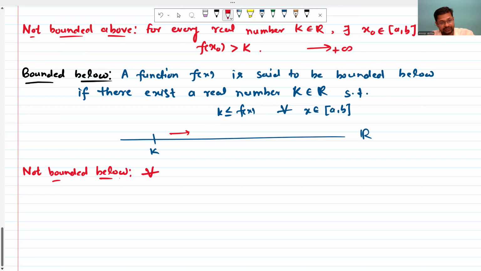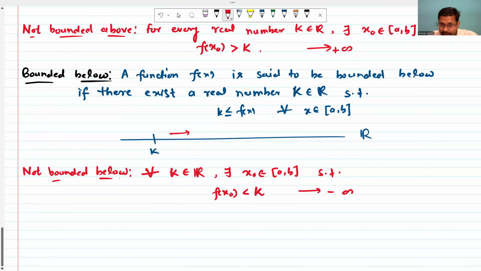It means for all small k in R, there exists some point x in this interval a comma b, such that the value of the function at x naught is lesser than this small k, and it means the function is tending to minus infinity. You can just remember here the function is tending to minus infinity. Got it? So this is the definition of bounded above and bounded below.